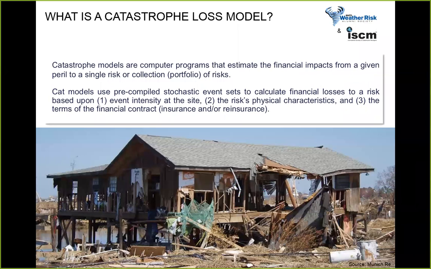So ultimately, after all that, what is a catastrophe loss model? Simply, they are computer programs that estimate the financial impacts of a given peril to a single risk or a collection, or what we call a portfolio of risks. Catastrophe risk models use pre-compiled stochastic event sets to calculate the financial losses to a risk based upon really three key factors. One, what is the event intensity at the site of interest? The risk's physical characteristics, and third, the terms of the financial contracts in place.